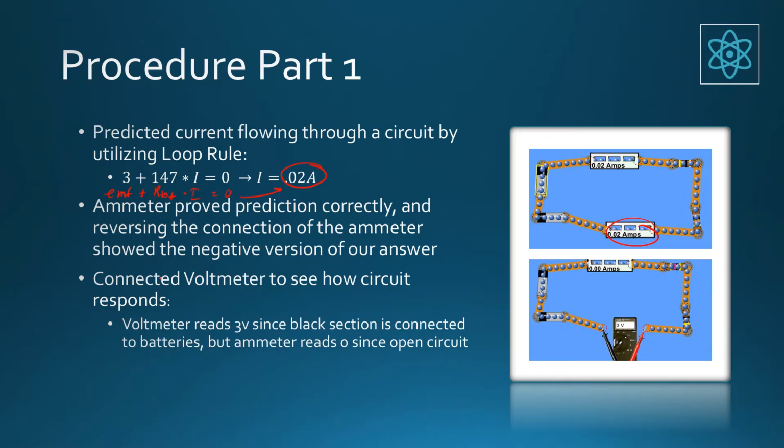And the next part of the lab had us connect a voltmeter to an open circuit, as you can see here, and see how the circuit responds. We can see that the voltmeter reads 3 volts, which is a result of being connected to the two batteries, but the ammeter reads 0 because the overall current is 0 in the circuit since it's open.